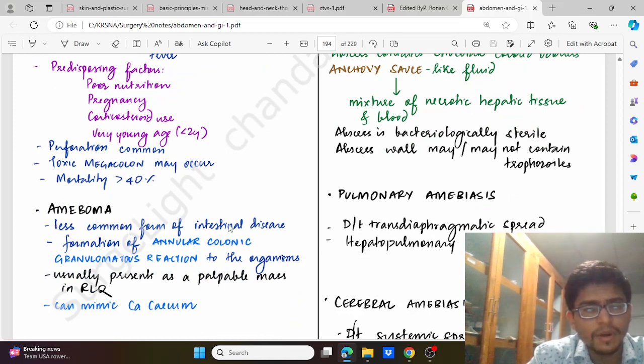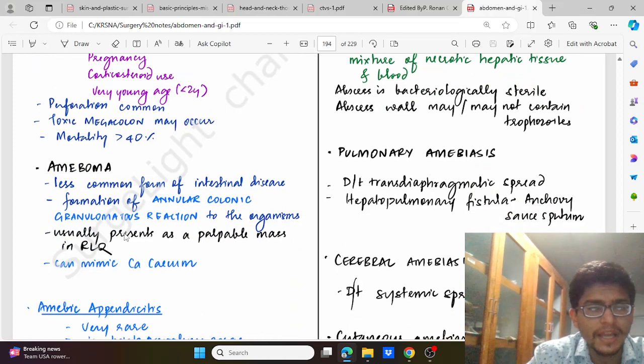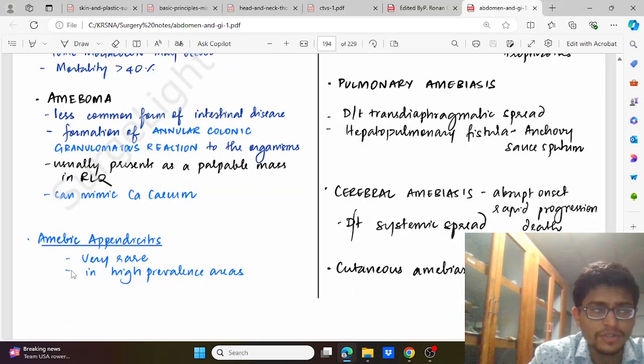Amebioma is a less common form of the intestinal disease, forming an annular colonic granulomatous reaction to the organism, and it presents as a palpable mass in the right lower quadrant, and it can also mimic carcinoma of the cecum.